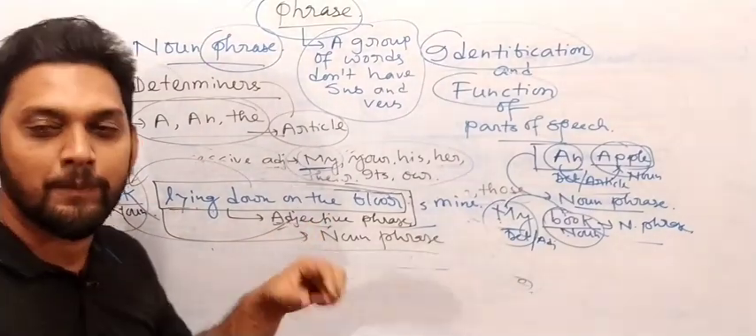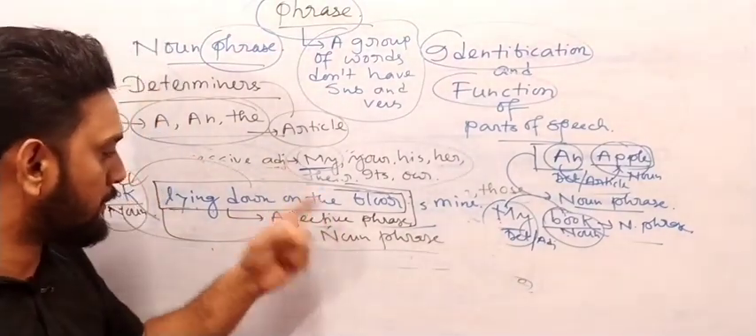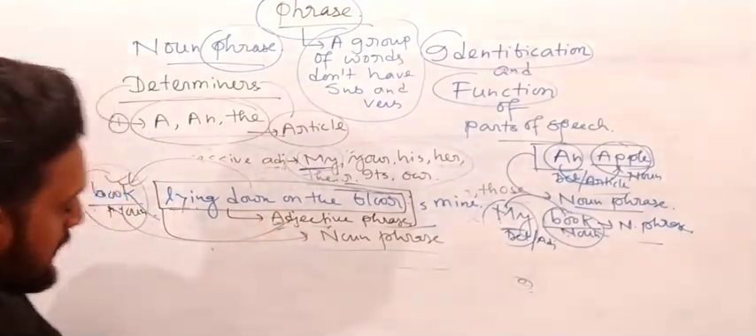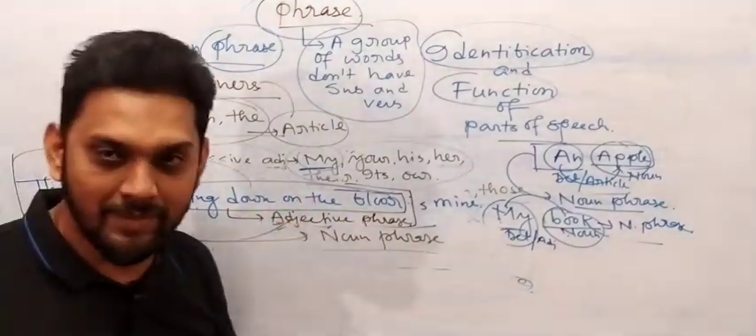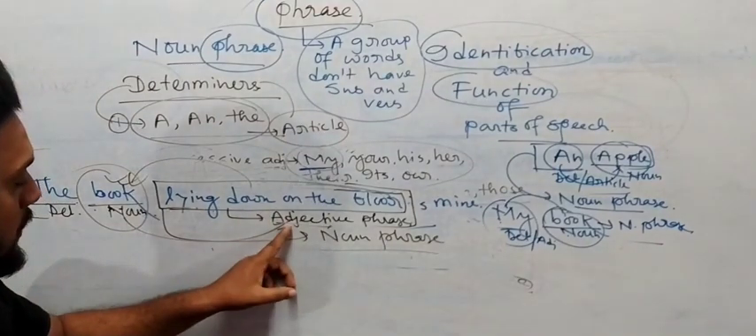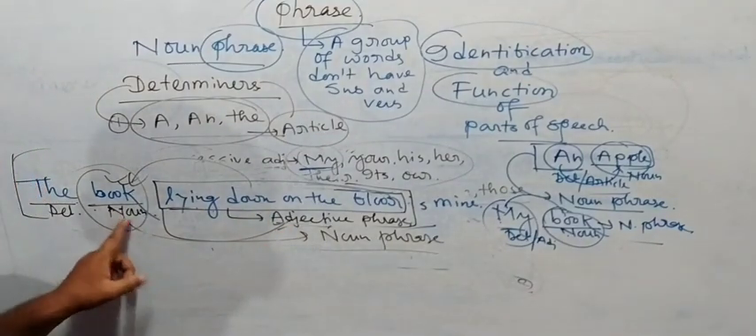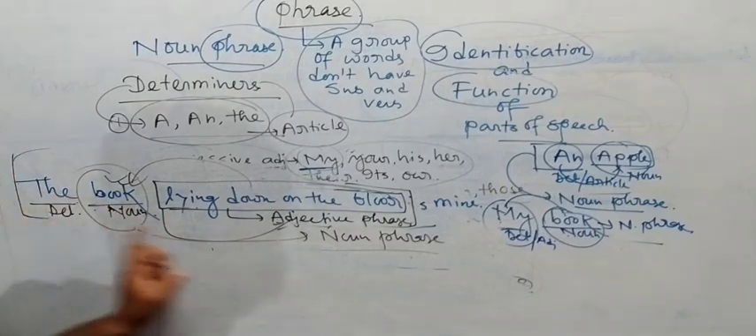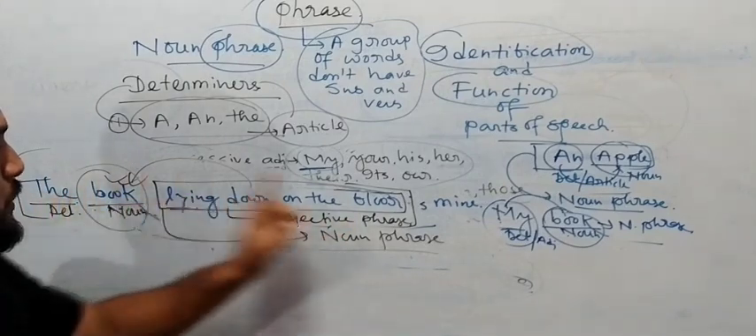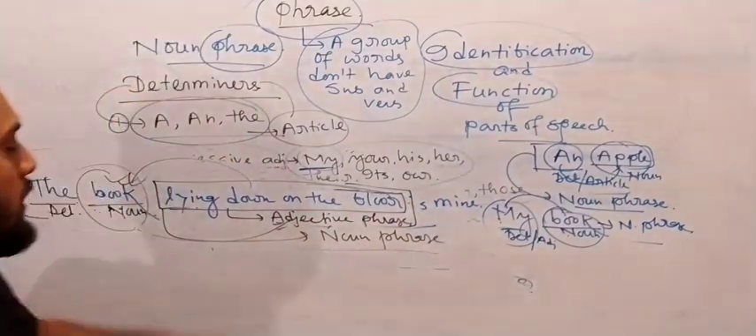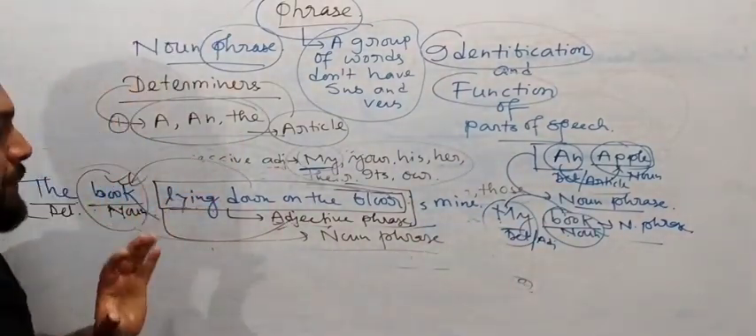Lying down on the floor is an adjective phrase. Before that question I made you understand that lying is a present participle phrase, and the present participle phrase here acts as an adjective phrase. Why is it called an adjective phrase? Because it qualifies or describes this noun, that means the book, and the whole phrase, the book to floor, becomes a noun phrase. Got my point, all of you? So these are adjective phrases.